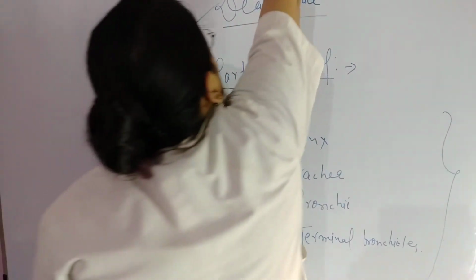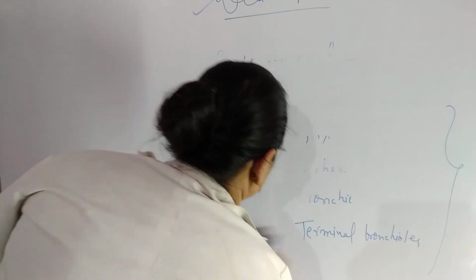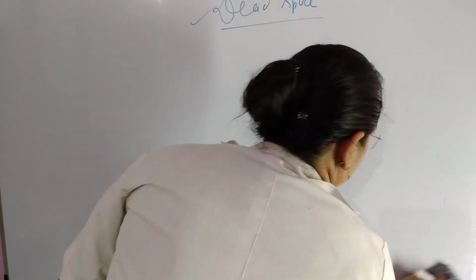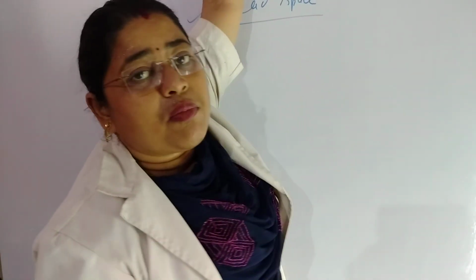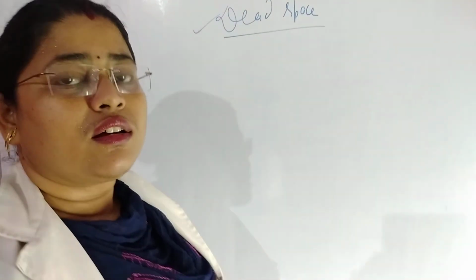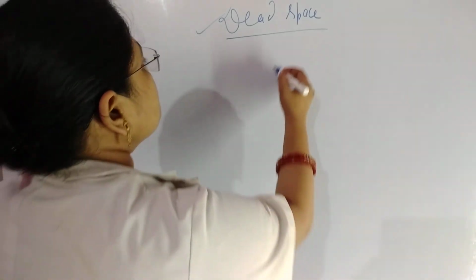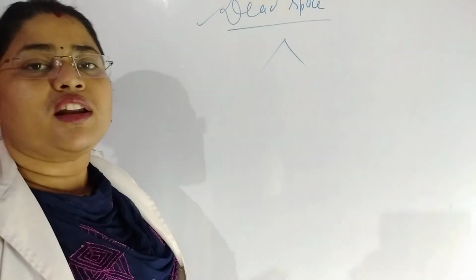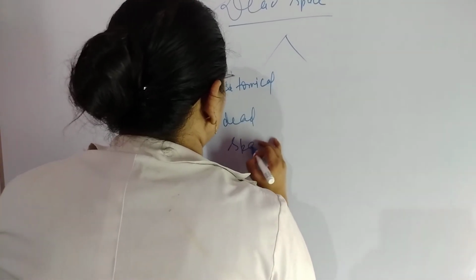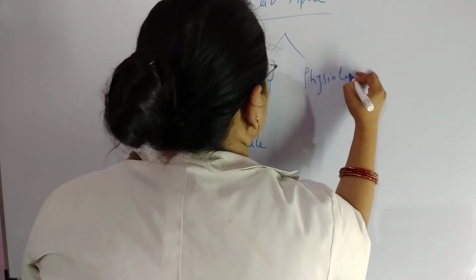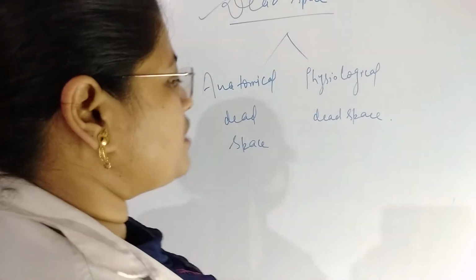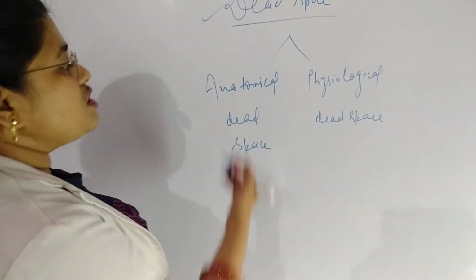But in some cases, in pathological cases, some alveoli do not receive adequate blood supply. Some alveoli do not take part in exchange of gases, so they can be added to dead space, but in pathological or diseased condition. So on the basis of pathological and physiological condition, dead space is divided into two. First is anatomical dead space, and second is physiological dead space. Structures which are related with passage for air movement constitute anatomical dead space.